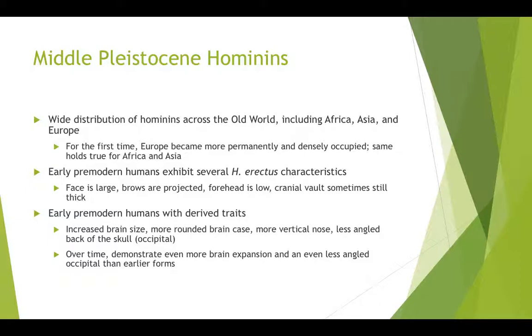We also see less angularization in the back of the skull, this area of the skull that's called the occipital. Now we'll talk, particularly when we talk about Neanderthals, about the presence of something called an occipital bun. This is a trait of a particular hominin population. So when we talk about a less angular or angled occipital, we're not talking necessarily about the presence or absence of an occipital bun. Over time, we see these early pre-modern hominins demonstrate even greater brain expansion and an even less angled occipital than in earlier forms.